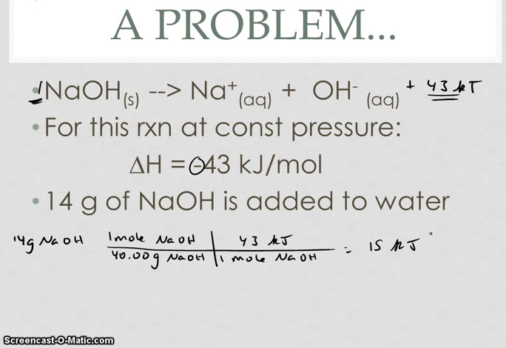So if we have a sample of water and we add 14 grams of sodium hydroxide to that water, 15 kilojoules of energy are going to be released from the sodium hydroxide, which is considered to be the system, into the water, which is considered to be the surroundings.